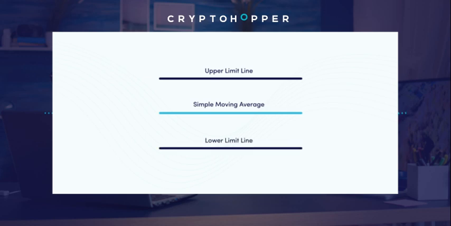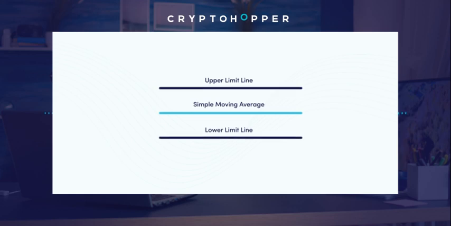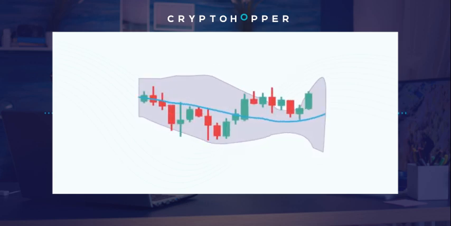The upper limit line is 2 standard deviations above the SMA, and the lower limit line is 2 standard deviations below the SMA. When the market is stable, the upper and lower limit lines will contract and they will be pretty close to the SMA in the middle. On the contrary, when the market is volatile, the upper and lower limits will be further apart from the middle line. On Cryptohopper, a buy signal is given when the price drops below the lower limit, and a sell signal is given when the price rises above the upper limit.